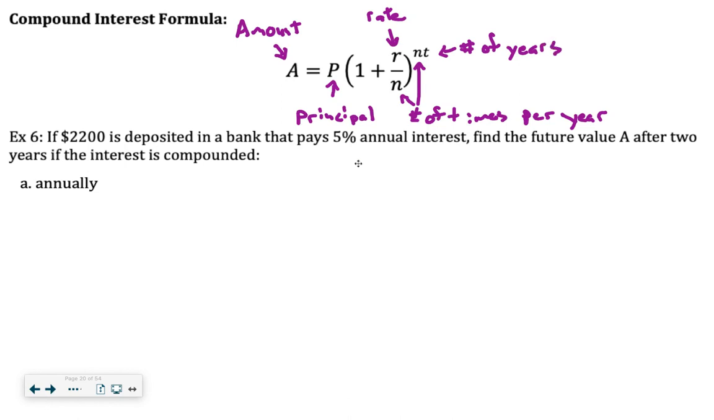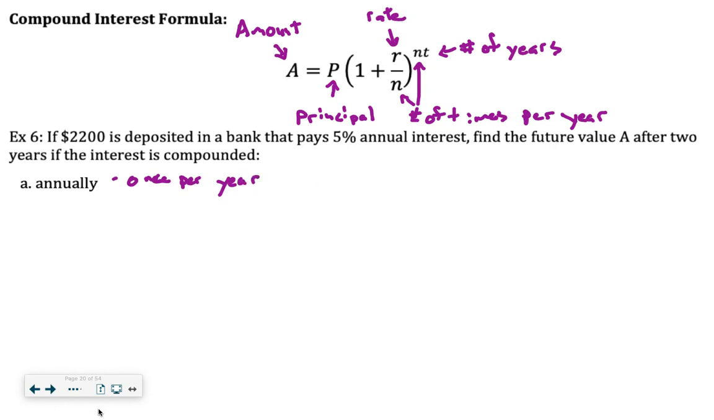Okay? So let's take a look at how we use this formula. In our example here, we've got $2,200 deposited into a bank that pays 5% interest. We want to find the future value after 2 years. So 2 is my T, my number of years, if the interest is compounded a few different ways. So annually means once a year. So in this case, I'm going to put 1 in for n into my formula.